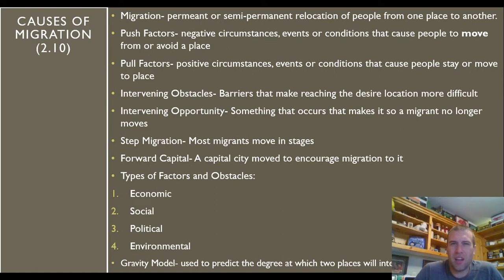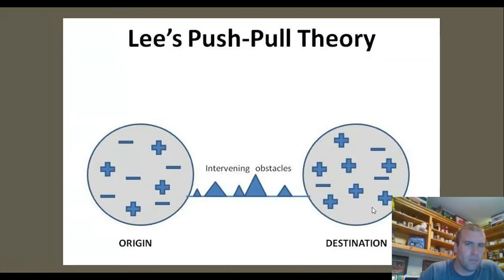Push factors are negative circumstances, reasons to move away or avoid a place, and pull factors bring you in or make you stay there. There's a pretty simple equation out there. It's Everett Lee's push-pull theory: here's where you were, here's where you're going to be, more negatives than positives, more positives than negatives, and everything in between is an intervening obstacle. Now, it could be an intervening opportunity as well.